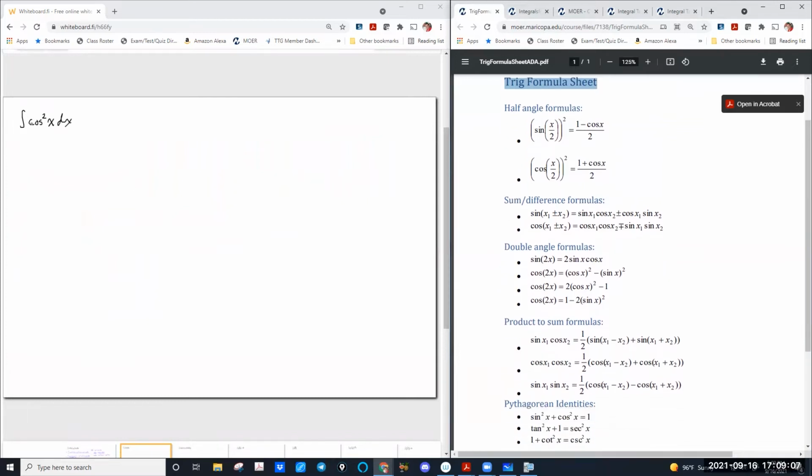But we want something that takes cosine squared and makes it not squared. We can't just do cosine cubed over 3, because if you take the derivative, you have a chain rule which would introduce an extra sine, which we don't have. If this were cosine squared x sine x dx, it'd be a basic U sub. It's not. If you get a cosine squared by itself, we want to turn it into something that's not squared.